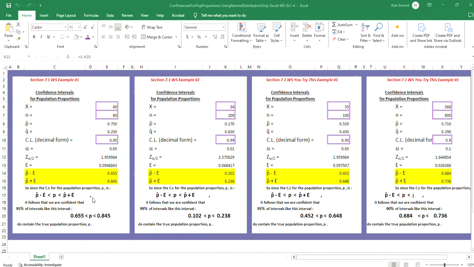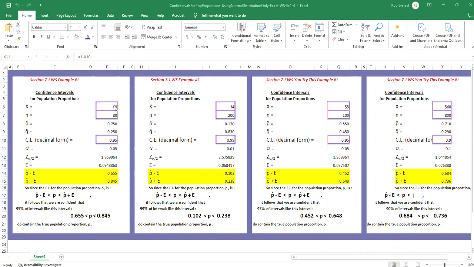Hello, this is a short screencast video showing you how to use Microsoft Excel to produce and construct population proportion confidence intervals. So all of these have pretty much the same format, where there's a place for you to put the number of people that have responded affirmatively to some question.